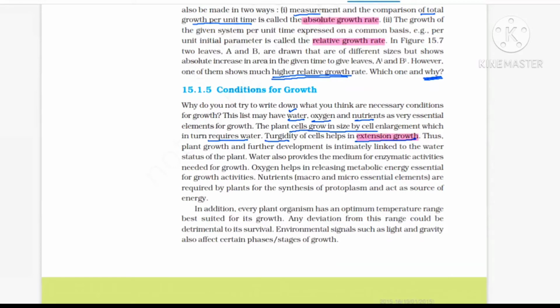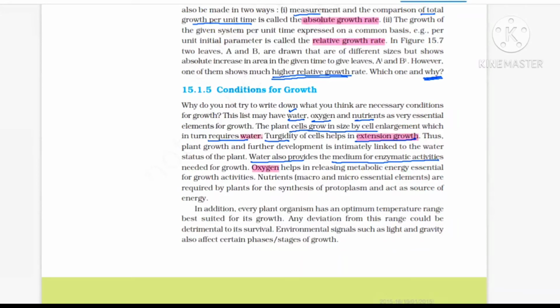So plant growth and further development is linked to the water status. It means growth is there and as a result development will be there, because after growth there will be maturation, and development is the sum total of growth plus differentiation. And water is also necessary because it is working as a medium for many enzymatic activities. So the water role is clear. Now we have to highlight the role of oxygen.